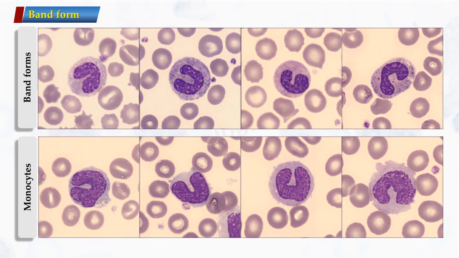Sometimes in monocytes, the nucleus is horseshoe-shaped and similar to the nucleus of neutrophilic bands. Therefore, band form should not be confused with monocyte.